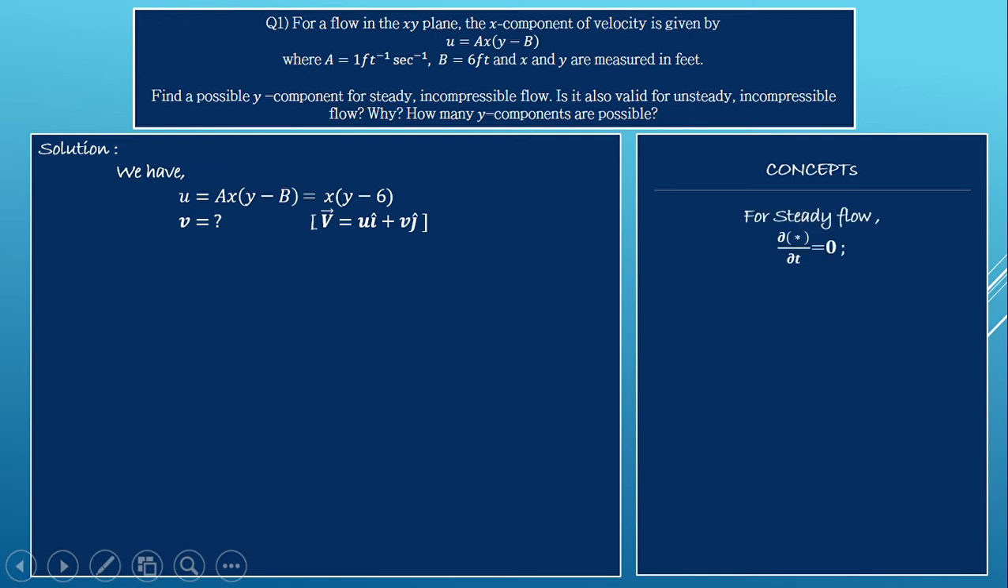As the flow mentioned is steady and incompressible, for steady flow, we refer to it as the condition where the fluid properties at any single point in the system do not change over time. These fluid properties include temperature, pressure, and velocity. The partial derivative of these properties with respect to time is equal to 0.